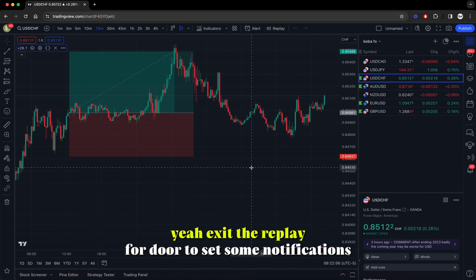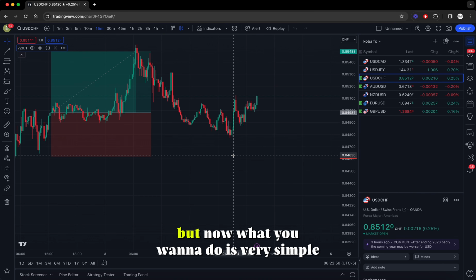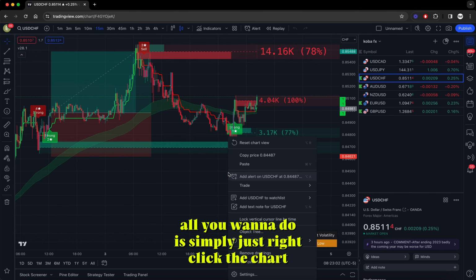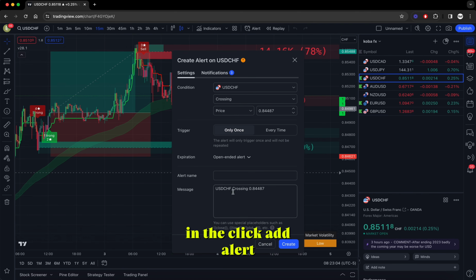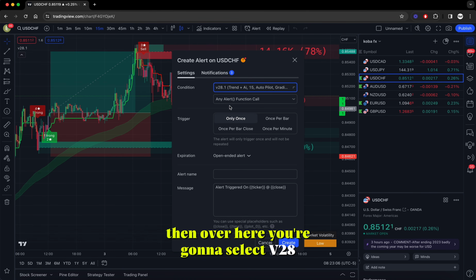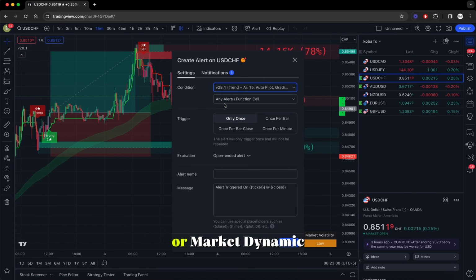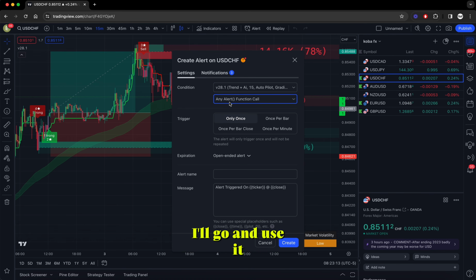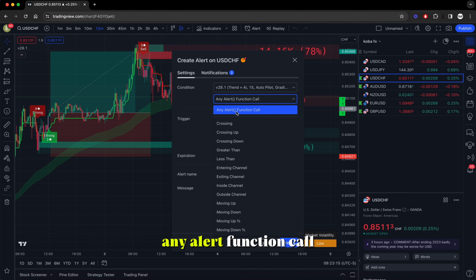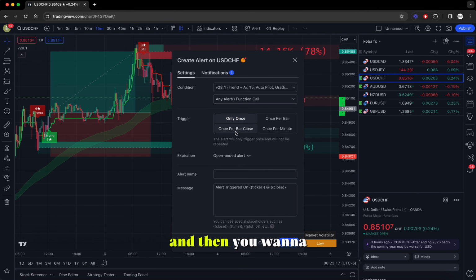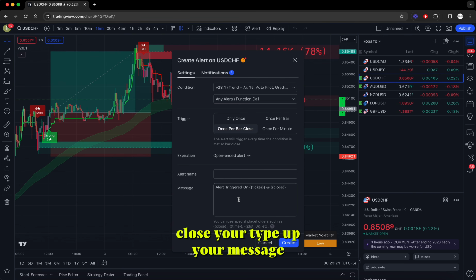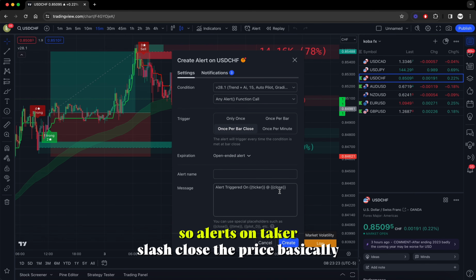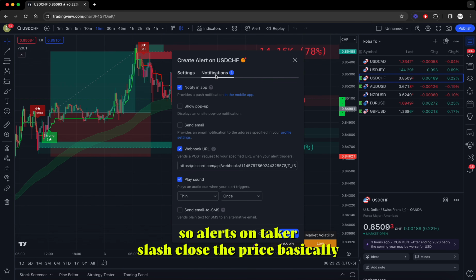We're going to exit the replay to set some notifications. But now what you want to do is very simple. All you want to do is simply just right click the chart, and you're going to click add alert. Then over here, you're going to select V28 or market dynamic, whichever one, the names that you get for Elite Algo when you use it. You want to make sure you use any alert function call, and then you want to click once per bar close. You're going to type up your message, so alerts on ticker / close at the price basically.